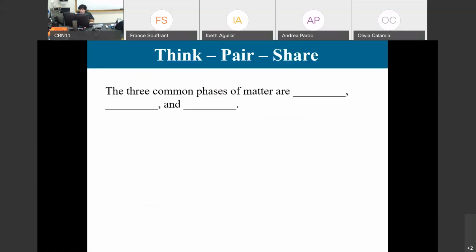Okay. Let you guys answer the following questions. What are the three common phases of matter? Liquid, solid, and... no. Liquid, solid, and? Gas. Gas, exactly. Okay.